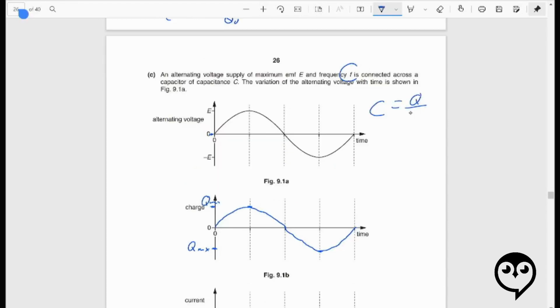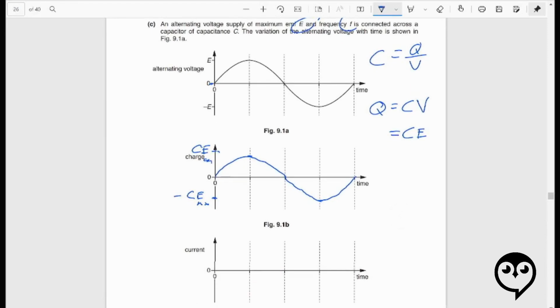Capacitance is charge over voltage. Charge is capacitance times voltage. They're not using voltage, they're using E. That's what they meant by C and E. C, E, max? I don't know, this one's negative.